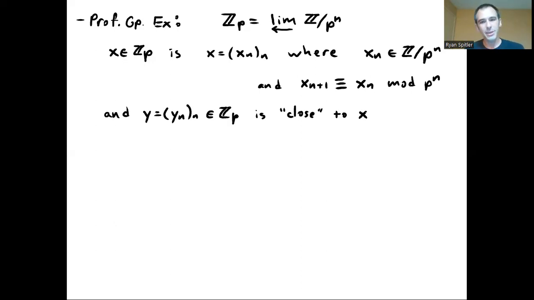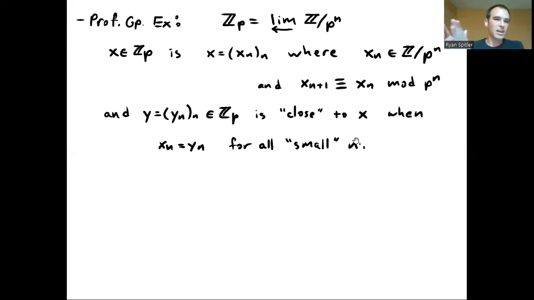The topology, at least roughly, what should this topology look like? Well, if y is some other element in Z_p, we'll say that y is close to x, and the degree of closeness depends on when x_n is equal to y_n for all of the small n. So if you agree with x on all of the Z mod p squared, Z mod p to the third, you're going to be close to that x.